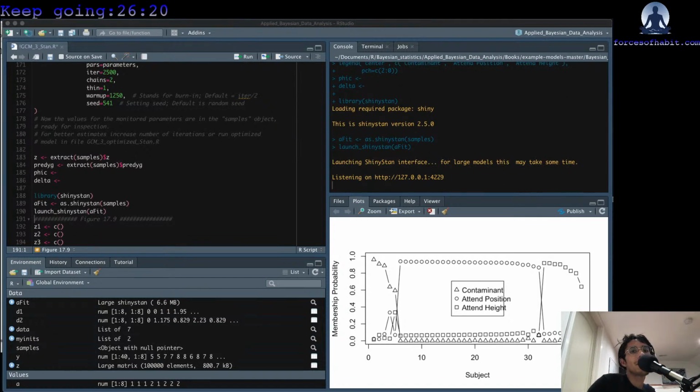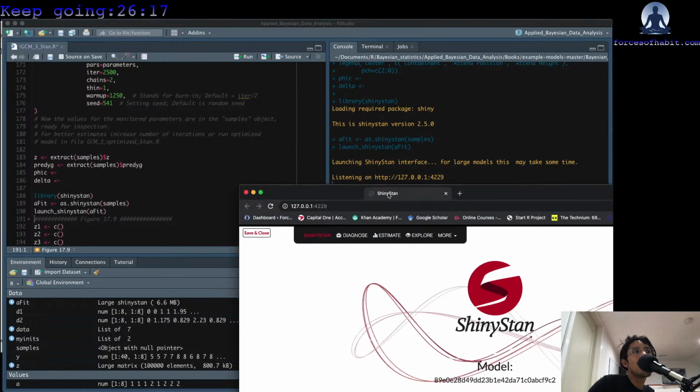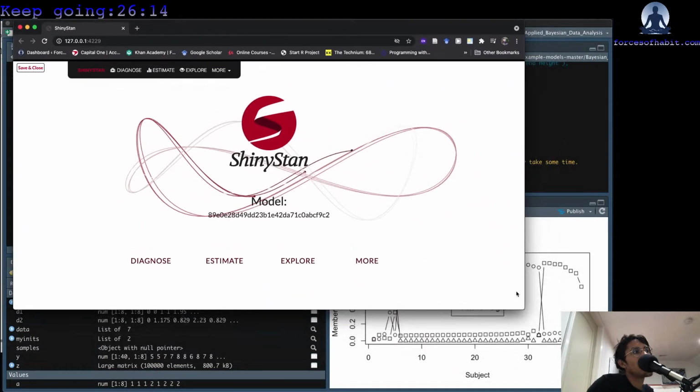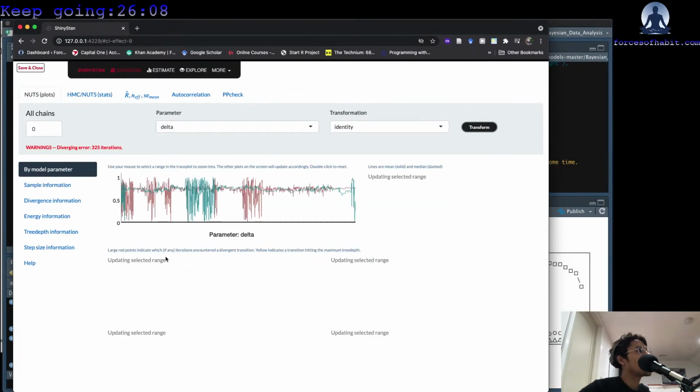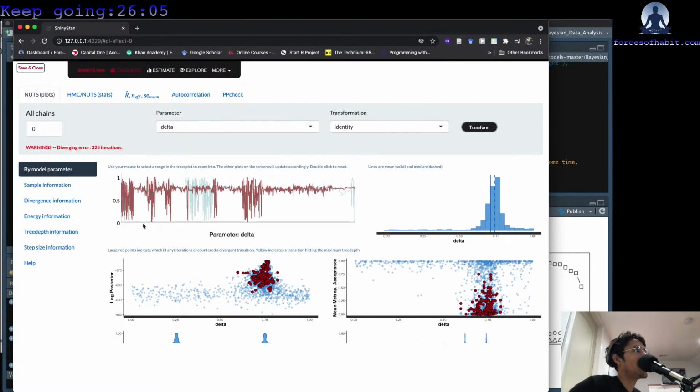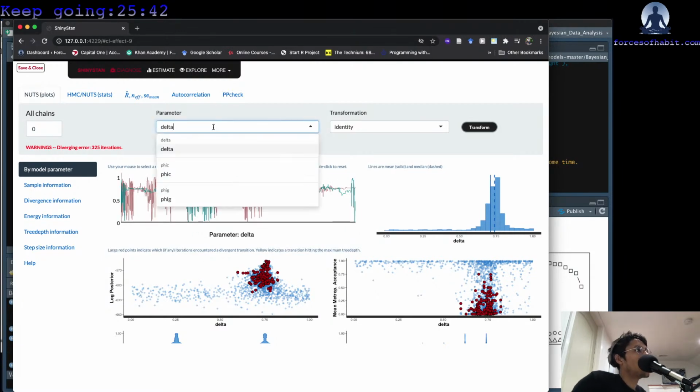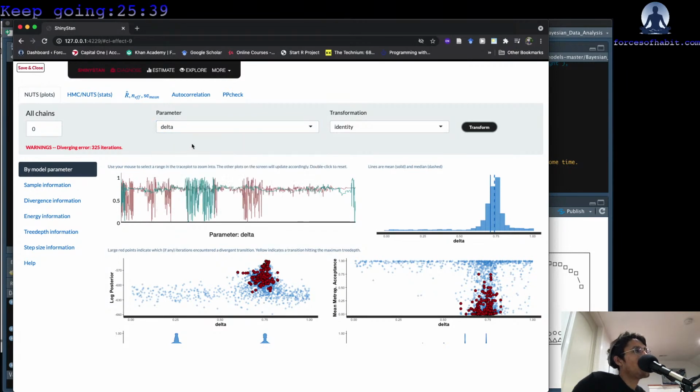See what happens. And here we go. It launches as an HTML in your web browser. And let's diagnose. So if you look here, we got trapped in some areas. It looks like this is not good mixing. I would not trust these results based on this mixing. And that's for the delta parameter. But that's one of the parameters we want to look at. Oh no.